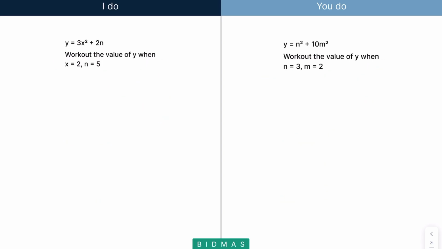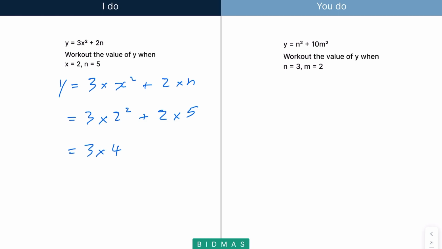So moving on, here we've got another example. So we have y is equal to 3 times x squared plus 2 times n. And then we can write this as 3 times 2 squared plus 2 times 5. Now we do the indices first, so that's 3 times 4 plus 2 times 5. Now we do the multiplication.